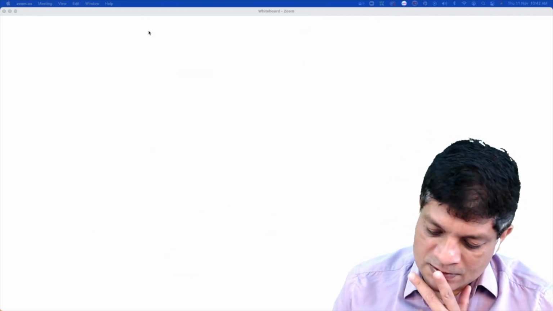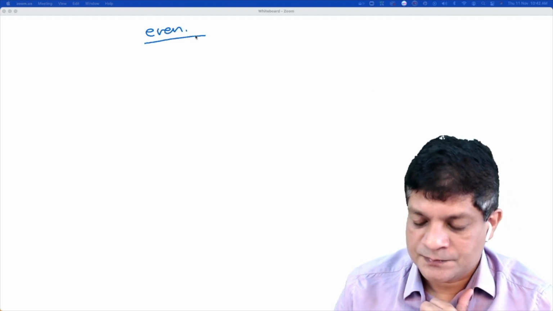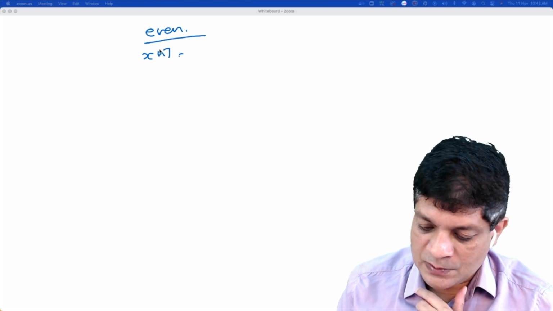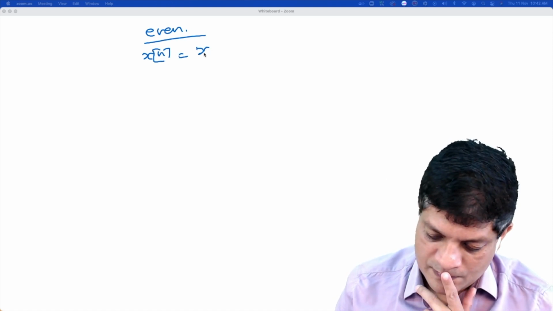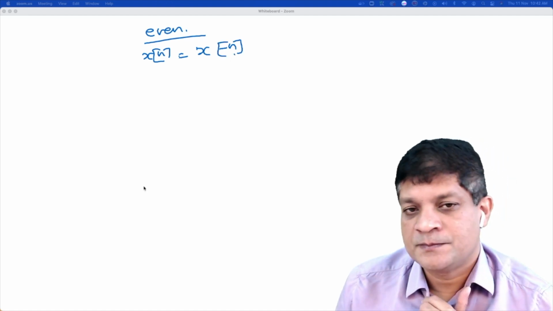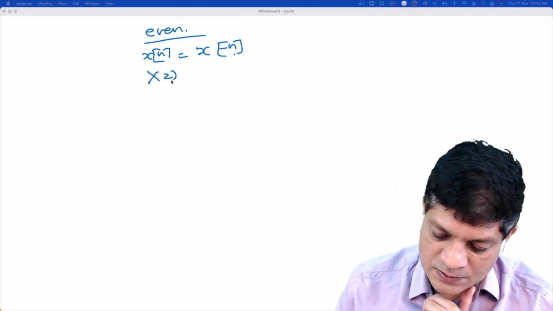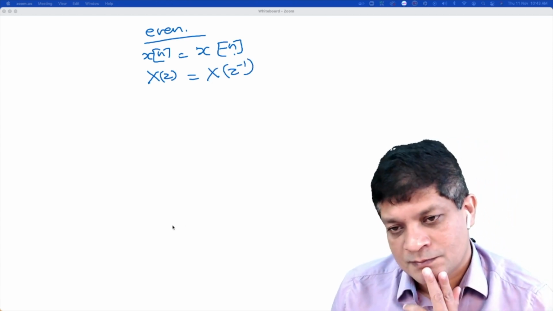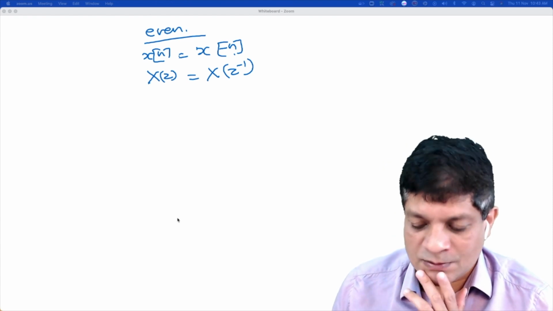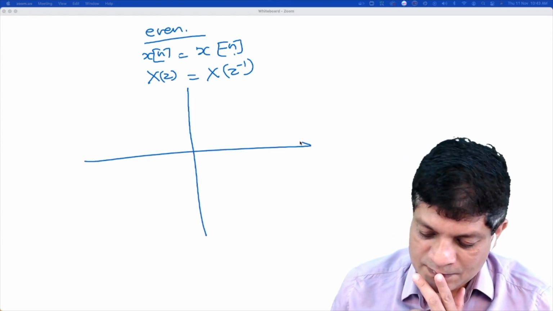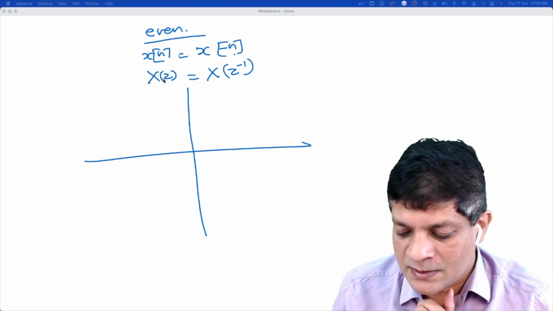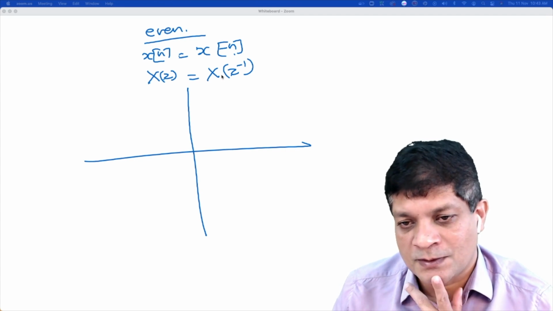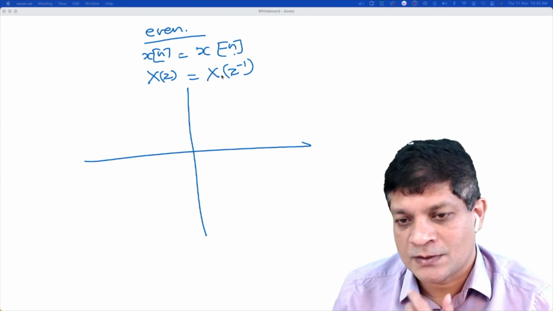Now, if a signal is even, what does it mean? x[n] is equal to x[-n]. That means X(z) is X(1/z). Then can we say something about the location of the poles and zeros? So poles of X(z) must be same as poles of X(z^-1), isn't it? If it is an even signal, these two are equal.